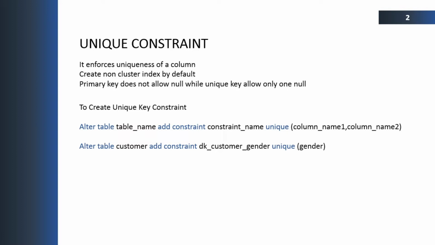While primary key creates a clustered index. So you can ask me, the primary key also does the same thing. It does not allow creating multiple same records. So why can't we use primary key? The answer is we can use primary key only once for a table. If we want one or more columns to be unique, we use unique constraint. And also the primary key does not allow null value, while the unique key allows only one null value.